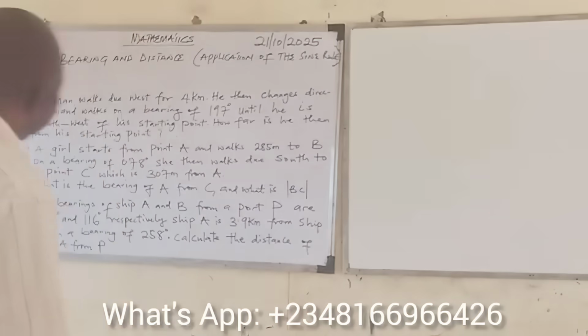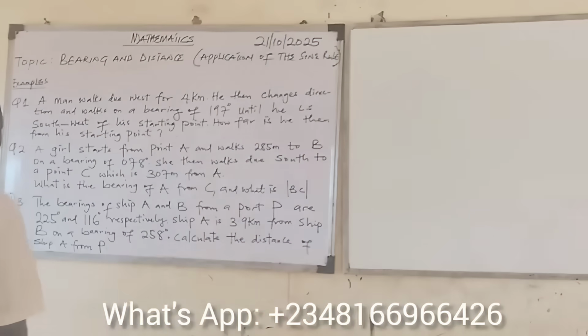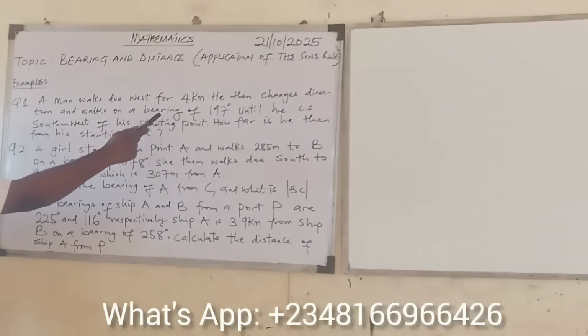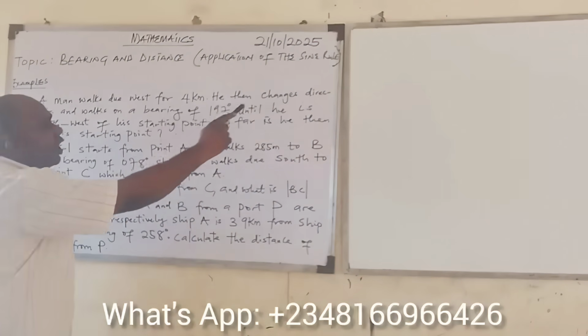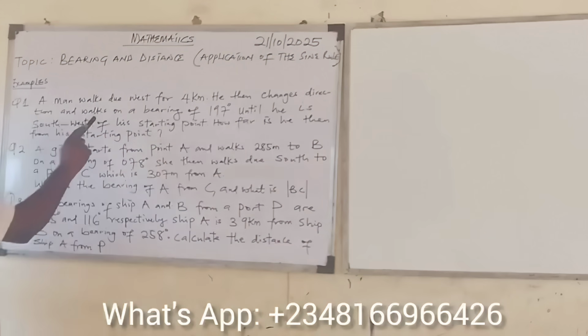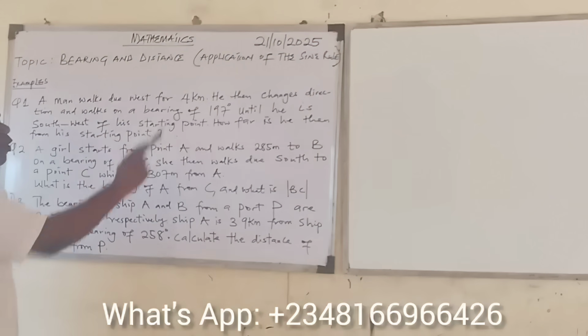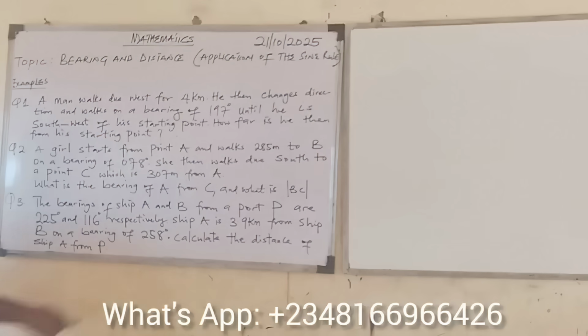Now, first of all, let's look at question number 1. Here we're told that a man walks due west for 4 kilometers. He then changes direction and walks on a bearing of 197 degrees until he is southwest of his starting point. How far is he then from his starting point?